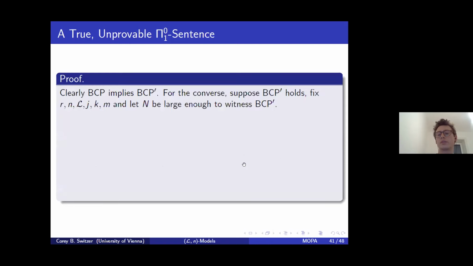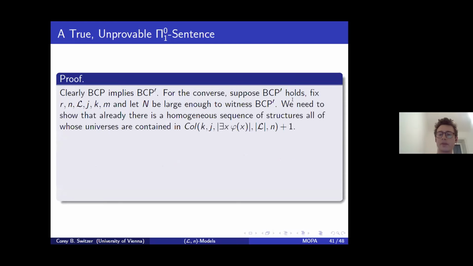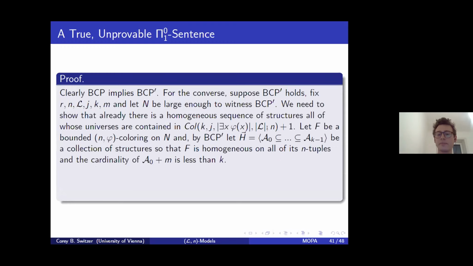So why is it true? Well, suppose that you just knew that there was some large enough n to witness the claim. So I need to show you that actually your homogeneous sequence of structures is all living on some small collapse set already. But if I have some big homogeneous set of structures, I can apply the F collapse to them. And that gives me my small homogeneous set of structures. And I know that my coloring has to behave the way I need it to on the small set because of the way I define boundedness.